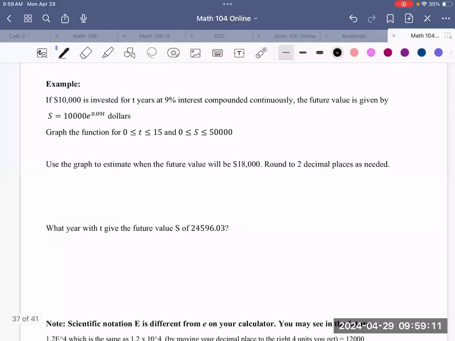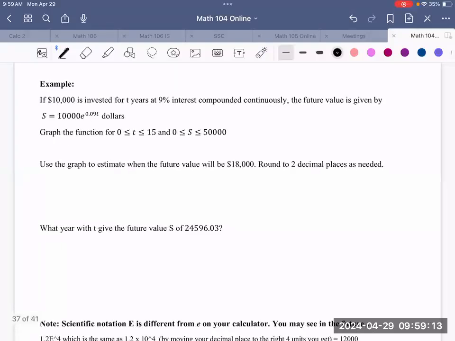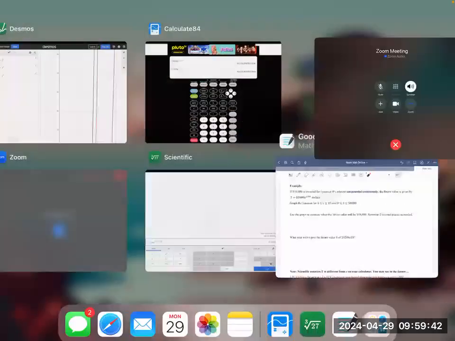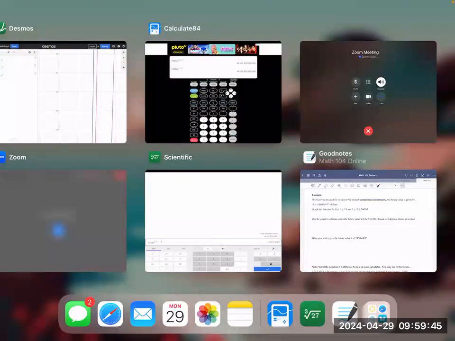Now let's try it again. Pause the video and see if you can do this one solo. It says if $10,000 is invested for t years at 9% interest, compounded continuously, so we can use the above equation, the future value is given by, and it gives you your equation. Graph the function for 0 is less than or equal to t, which is less than or equal to 15. And again, where your S is 0 to $50,000. So let's graph that one in Desmos. So we have 0 and 15, 0 and 5.